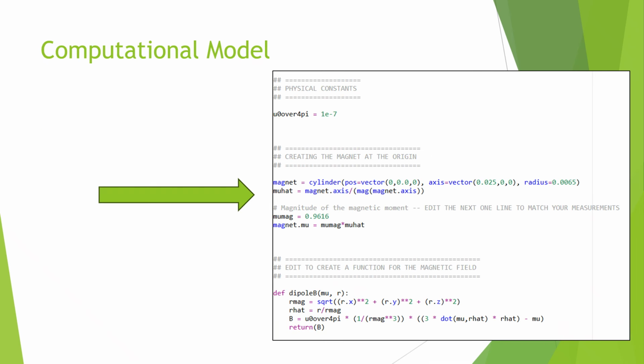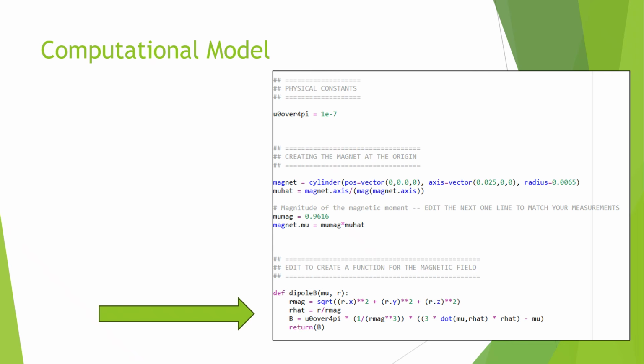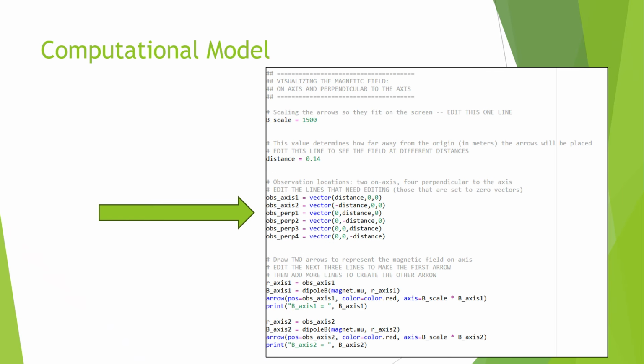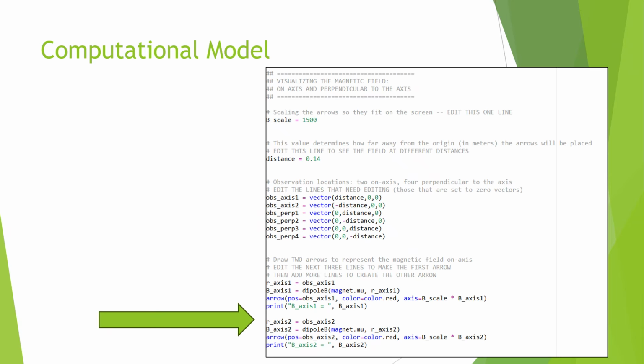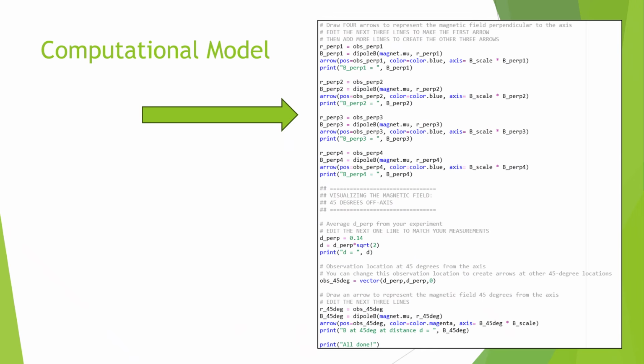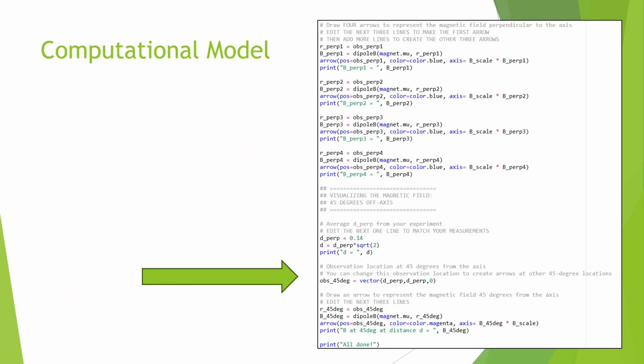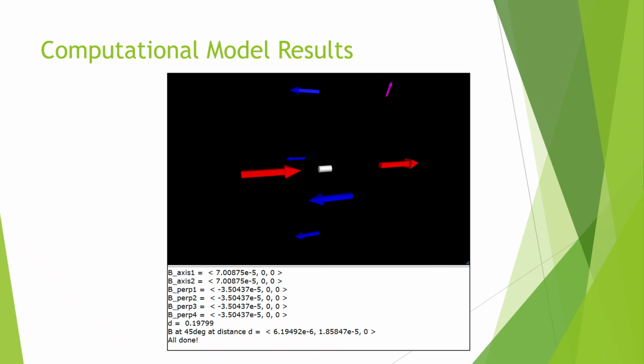For the computational model, we first initialized all of the necessary parameters. Next, we defined the function to calculate the magnetic field due to a dipole. Next, we defined the observation positions for which we will be calculating the magnetic field. Next, we draw two arrows for the on-axis measurements. Next, we draw the four arrows for the perpendicular measurements. And finally, we calculate the magnetic field for the off-axis measurement.